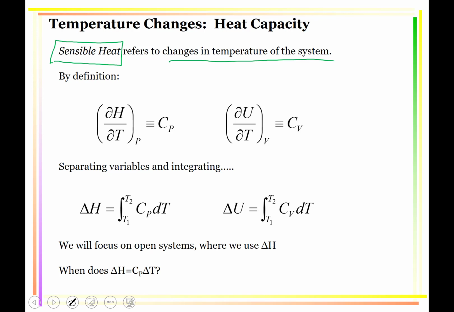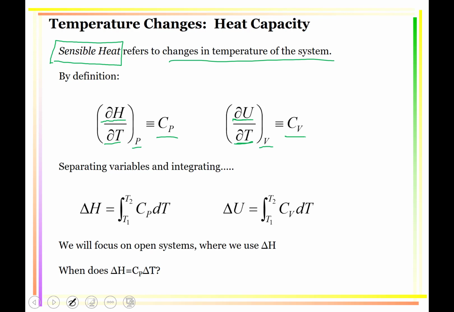The change in enthalpy with respect to temperature at constant pressure is defined as Cp, the constant pressure heat capacity. On the other hand, the change of internal energy with temperature at constant volume, we define as Cv, the constant volume heat capacity.